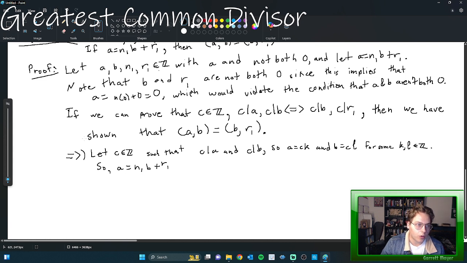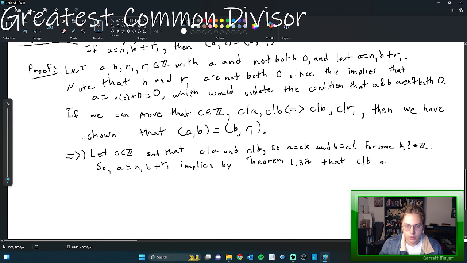So we have that from before, that a equals n1 b plus r1 implies, by the previous theorem that we proved, 1.32, that c divides b and c divides r1.